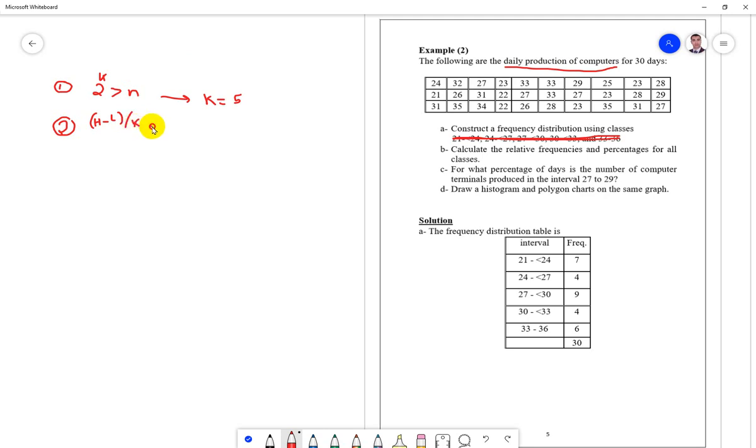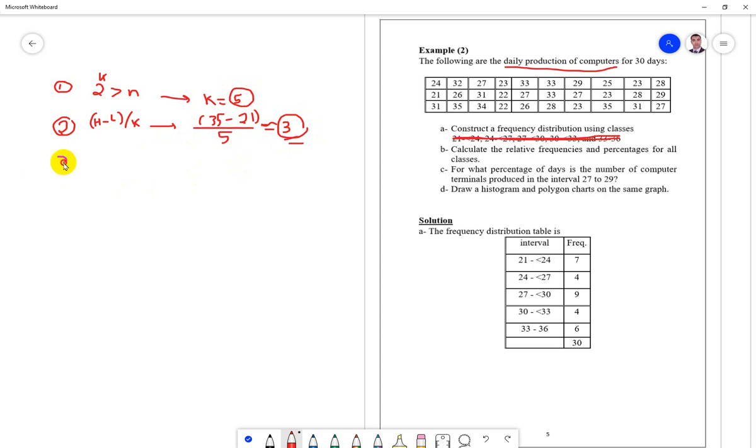So in our case, look at your data. What is the maximum value in that table? 35. What is the minimum value in that table? 21. How many classes do we have? We have 5. So that is approximately equal to 3, because 14 over 5 gives almost 2.8, and 2.8 can be approximated to 3. So now the length or width for the class equals 3. So I have 5 classes and the class length equals 3.